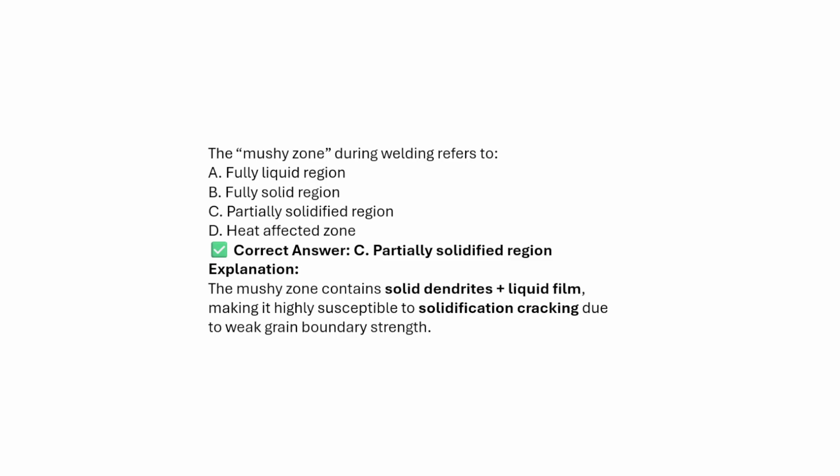Why does it have weak grain boundary strength? Because of undercooling, segregation will take place. Any brittle phases will form at the grain boundary region, which results in crack formation, crack initiation.